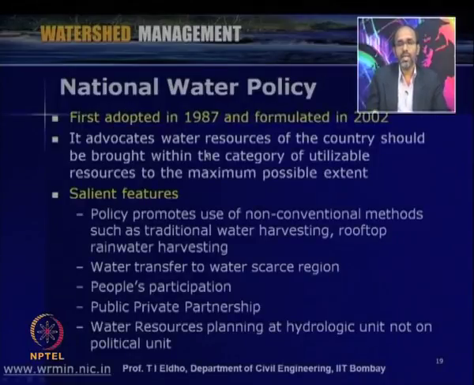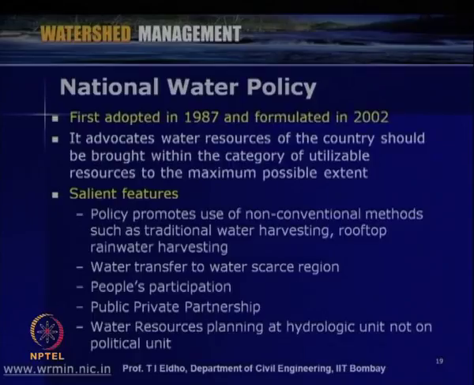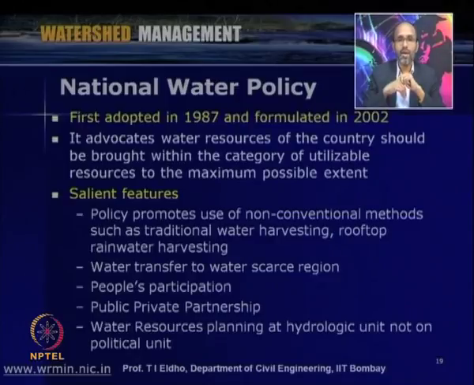Then, as I mentioned, by considering the various aspects, a national water policy has been framed in India, first adopted in 1987 and then further formulated in 2002. The national water policy is important as it considers various issues on a river basin scale or watershed scale, and various needs like agricultural uses, domestic uses, or industrial use. This national water policy advocates that the water resources of the country should be brought within the category of utilizable resource to the maximum possible extent.